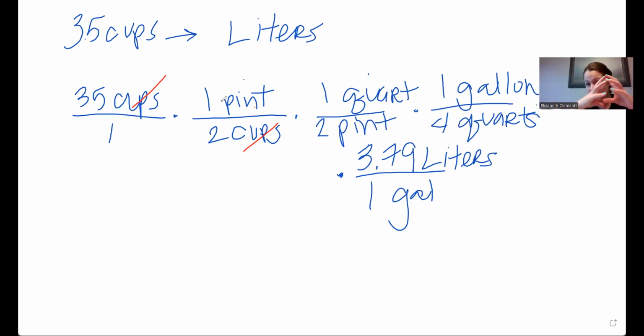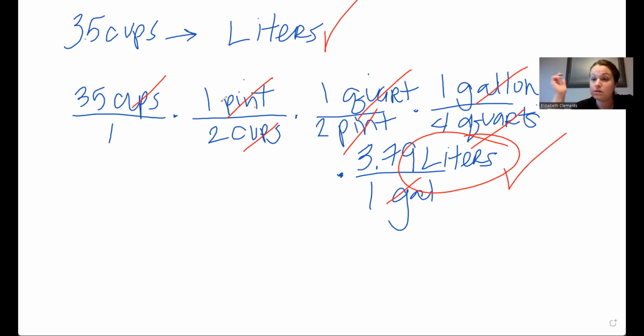That's straight just cups, but you can say, okay, well, 16 tablespoons equals a cup. These things are equal. So that's why we can do this and get rid of all of our units and change units without actually changing what the problem is or what the measurement is. You still have 35 cups, we're just putting it to liters. So my pints have gone away, my quarts have gone away, my gallons have gone away, and I'm left with liters. That's what I wanted, so I'm done.